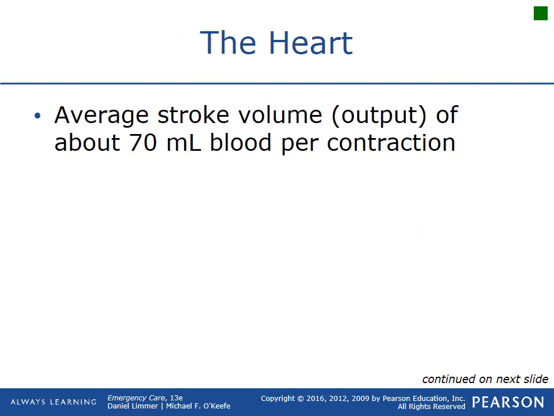Within that heart, every time that heart squeezes, it ejects about 70 milliliters of blood per contraction. That is what's called your stroke volume. So every time a heart squeezes, the amount of blood that comes out of there is called the stroke volume. So just good Jeopardy stuff. It's about 70 milliliters for each contraction. Not really a whole lot.